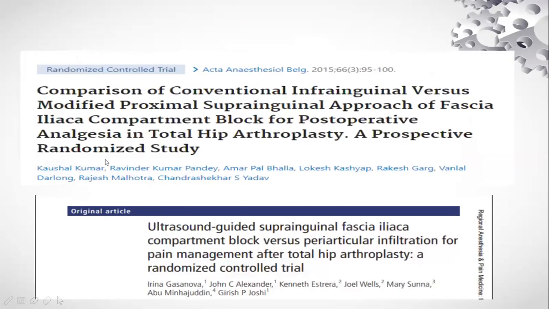There has also been comparison between the conventional infrainguinal and the suprainguinal approach, and they have found that with the suprainguinal approach, there was lower opioid requirement as well as superiority in the VAS score and pain relief as compared to the infrainguinal block. There has also been comparison with periarticular infiltration. In this particular study, they found that both methods did not have much difference, and they gave similar results in terms of opioid use as well as analgesia quality.